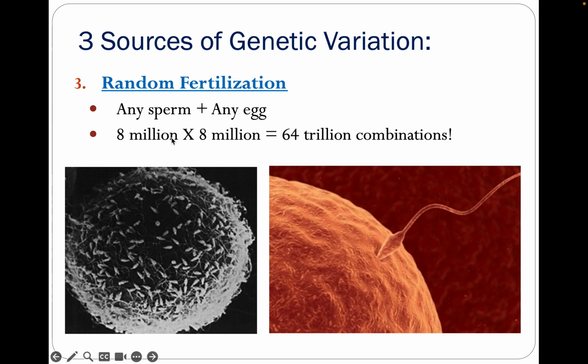So it's 8 million times 8 million. These are all the different genetic possibilities for sperm from a single father. And these are all the different possibilities for eggs from a single mother. That means any one couple can have 64 trillion different genetically distinct children.